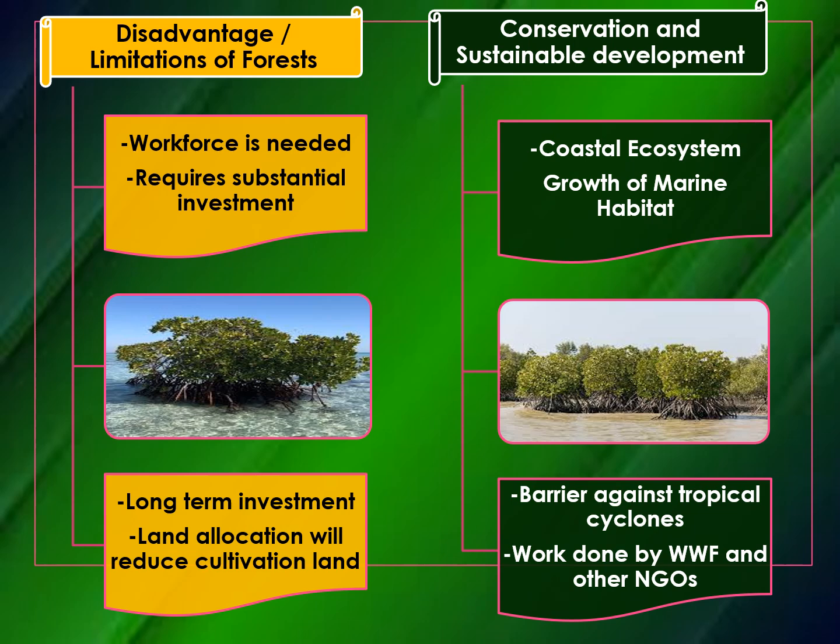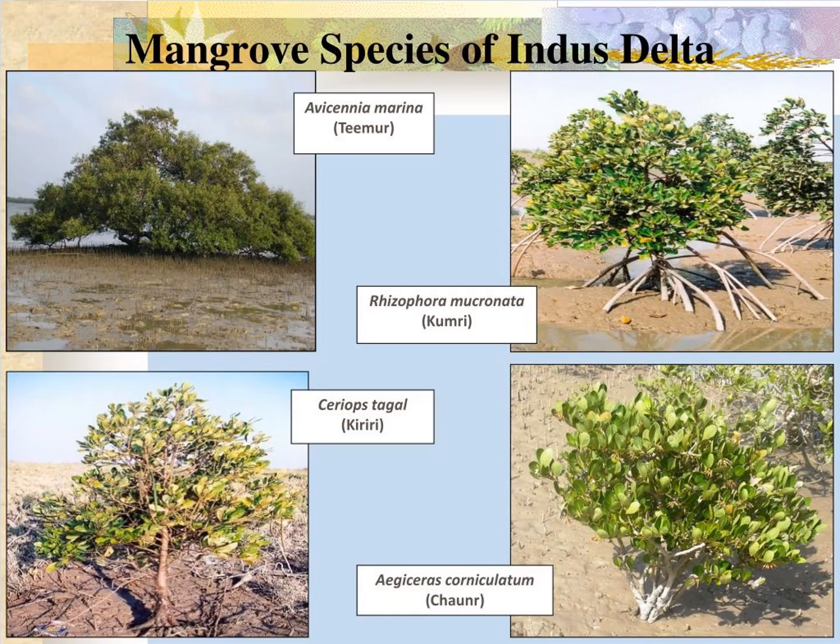Now, if we talk about the conservation and sustainable development of mangroves, we can see that the coastal ecosystem provides sufficient shelter for them and for the shrimps and fish, and it is very essential for the growth of the marine habitat. It works as a barrier against tropical cyclones, and a lot of work is done by WWF and other NGOs in Pakistan for the conservation of the mangroves. There are some mangrove species which are found in the Indus Delta. I have put a picture over here.